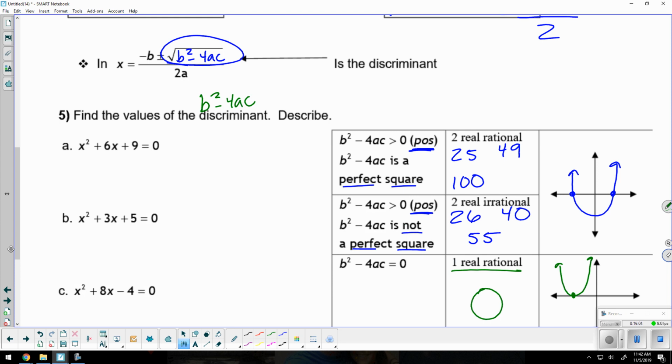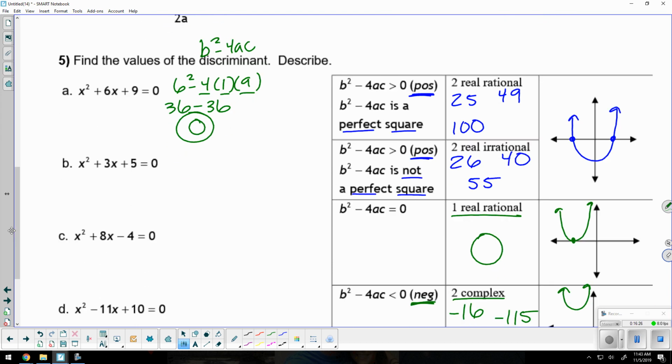So if I do b squared minus 4ac for the first one, that'd be 6 squared minus 4 times 1 times 9. So that'd be 36 minus 4 times 1 is 4, times 9 is 36. We get 0. Okay, so that is my discriminant. What kind of solutions would I have then to this problem? Well, if the discriminant comes out to be 0, you're only going to have one real rational solution in the end. So it'll be one real rational solution.